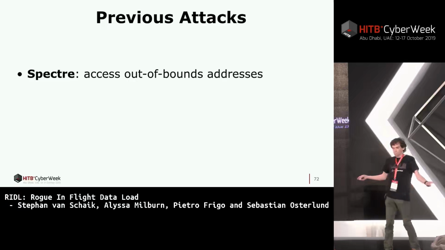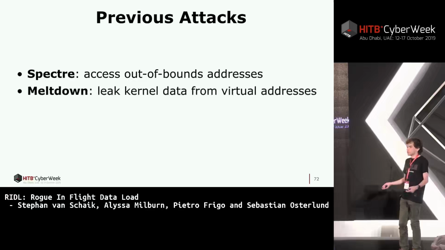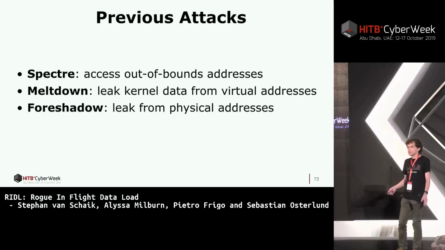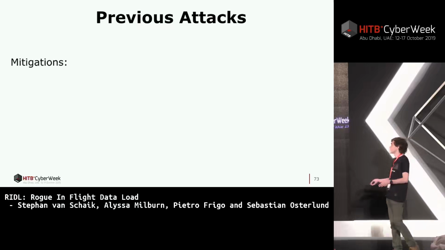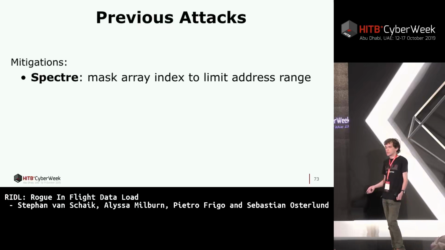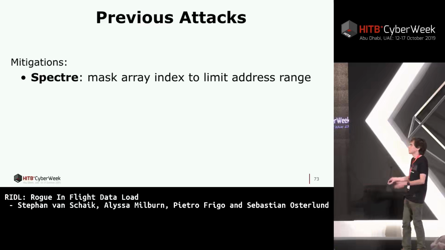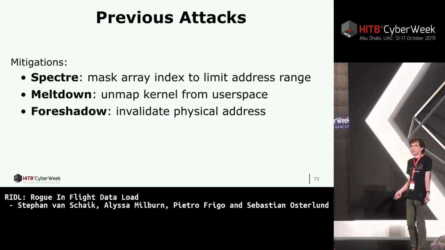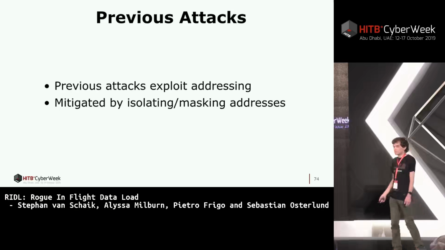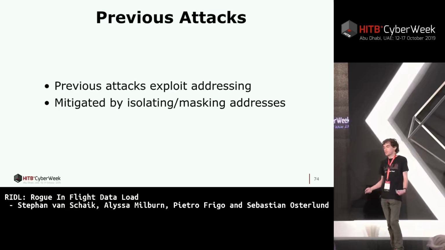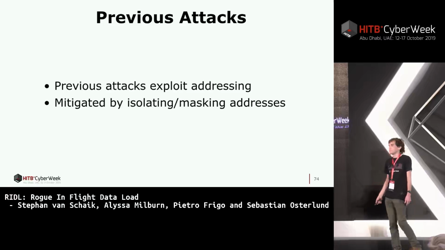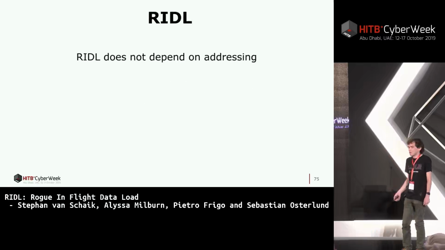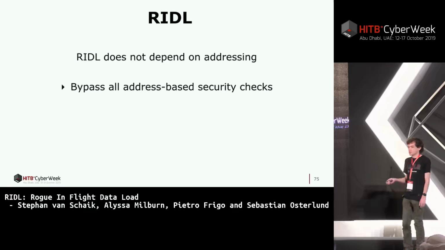So if you have Spectre, you can access out-of-bound addresses. If you have Meltdown, you leak kernel data from virtual addresses. If you have Foreshadow, you basically even leak from the physical addresses. And so if you look at the mitigations, what they did is, well, with Spectre, they just masked their array index to limit their address range such that you cannot do these out-of-bound leaks. With Meltdown, you unmap the kernel from user space. And with Foreshadow, you make sure that your physical addresses are invalid so that you cannot leak from these physical addresses. Great. So in a nutshell, previous attacks exploit addressing, and they basically mitigate this by isolating and masking addresses. RIDL, on the other hand, does not depend on addressing.